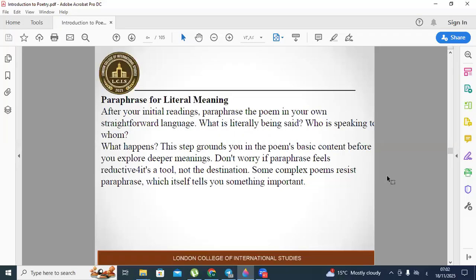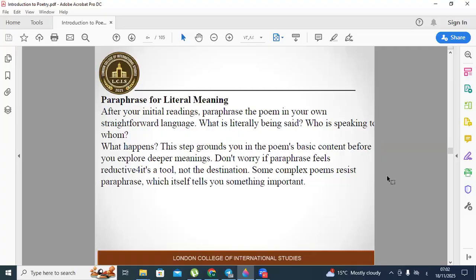If a poem says "two roads diverged in a yellow wood," your paraphrase might be: two paths split in a forest in autumn. Don't worry if paraphrase feels reductive. It's a tool, not the destination. You're not trying to capture everything the poem means, just establishing basic literal content. Some complex poems resist paraphrase, which itself tells you something important if you cannot paraphrase it.